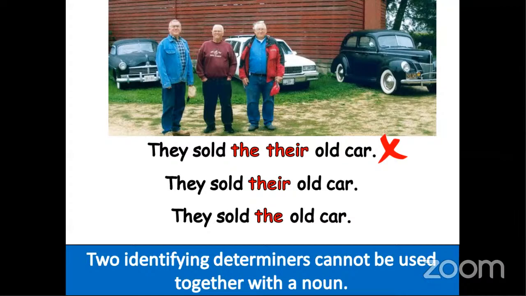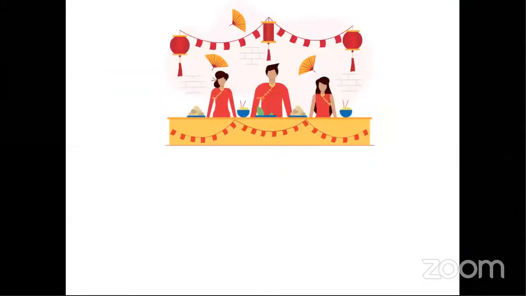Earlier we saw the two types of determiners, identifying or classifying determiners, and quantifying determiners. So what does the rule say? It says if you have two identifying determiners, the is the specific one, and the other one is pointing out. So you cannot use two identifying determiners together with a noun. Now the same thing applies even for quantifying determiners.